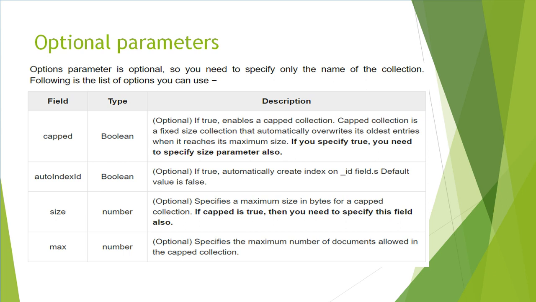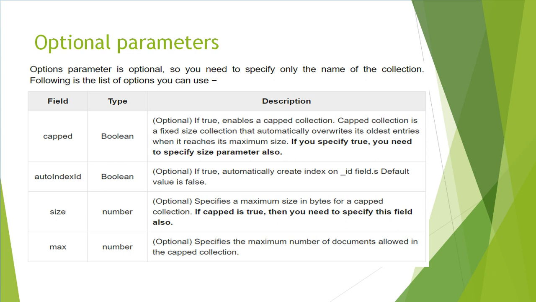Now if we go through the syntax, it is also pretty simple, like what we saw: db.createCollection, then we specify the name, and then we can say capped equal to true, or autoIndexId equal to true. This is how we can specify the optional parameters, if we want.